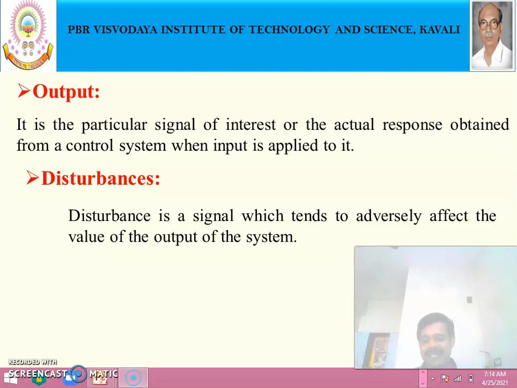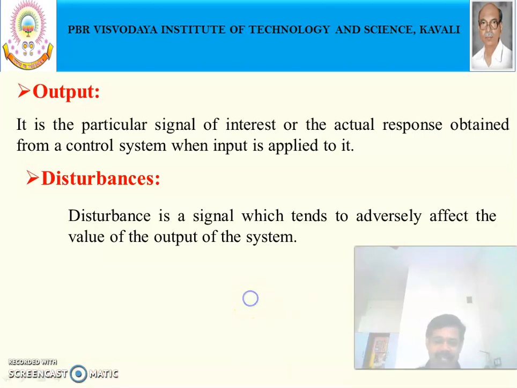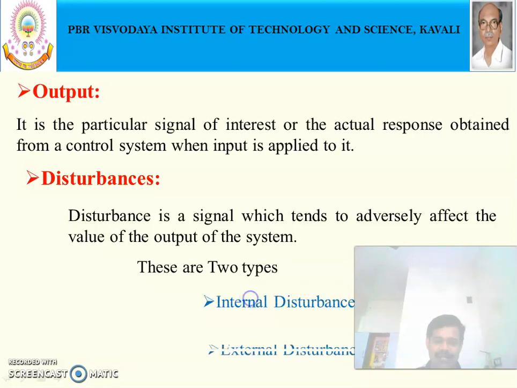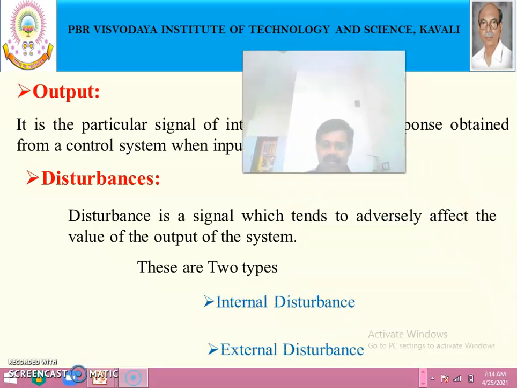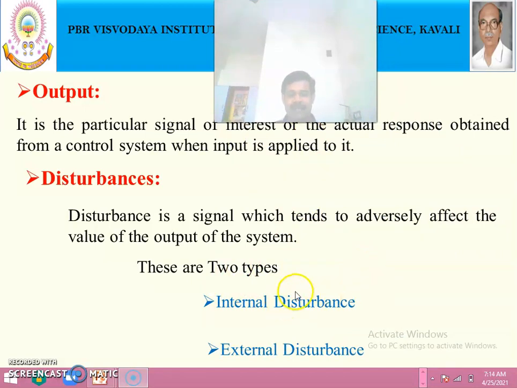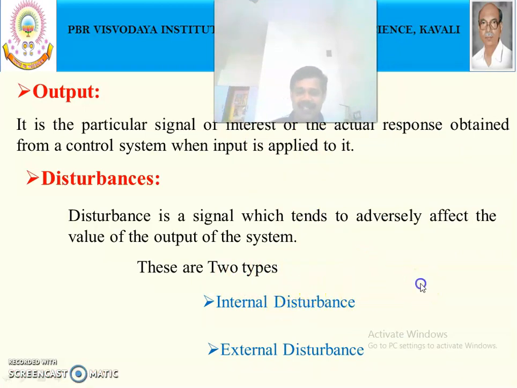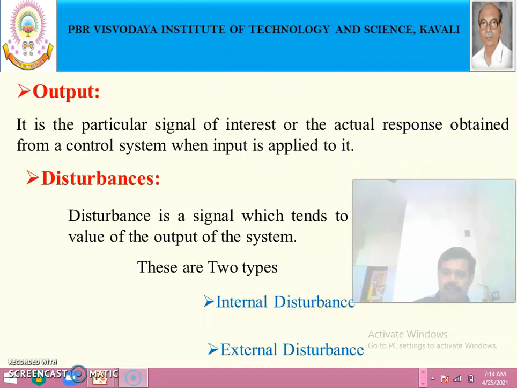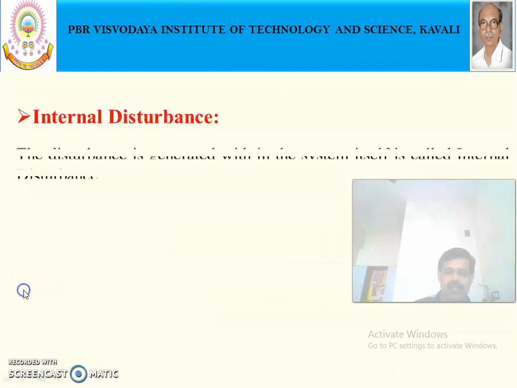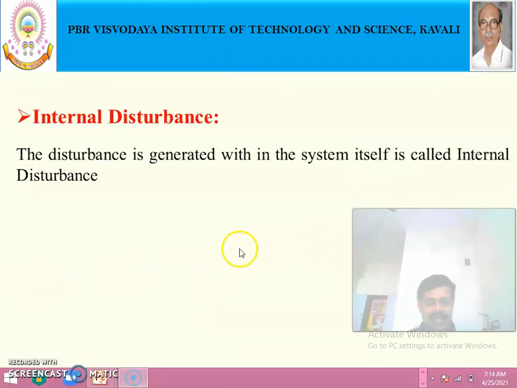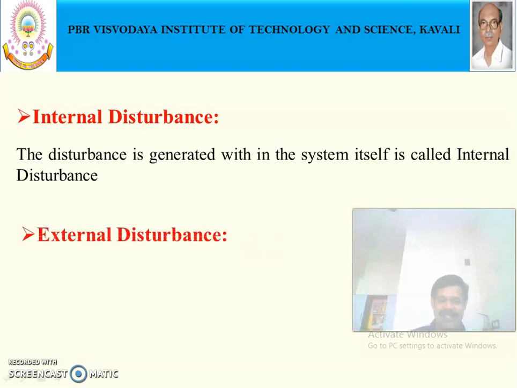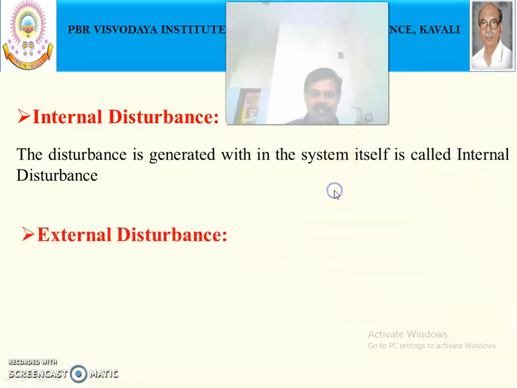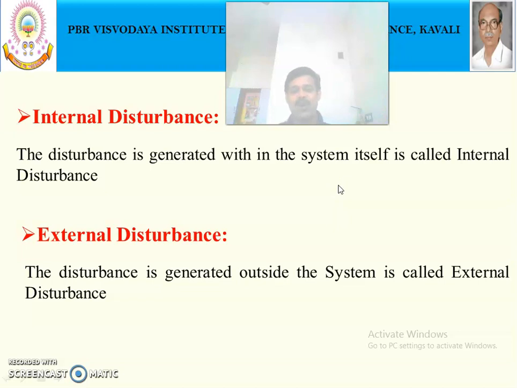There are two types of disturbances. One is internal disturbance and another one is external disturbance. Internal disturbance is the disturbance which is generated within the system itself. External disturbance is the disturbance which is generated outside the system.